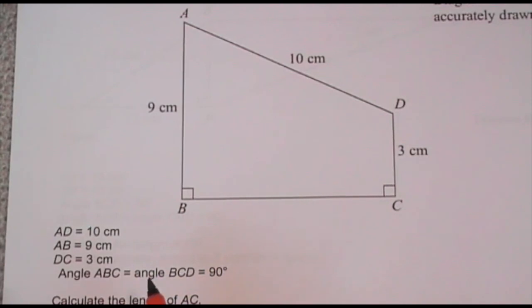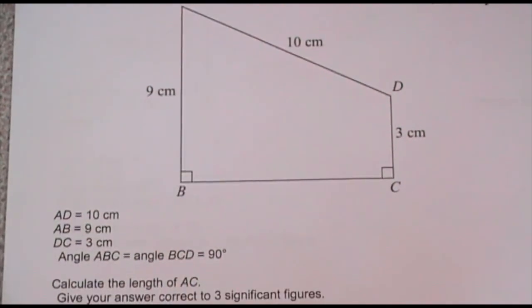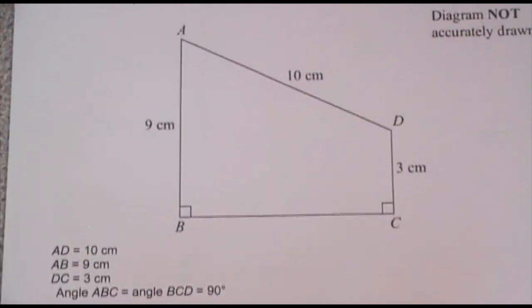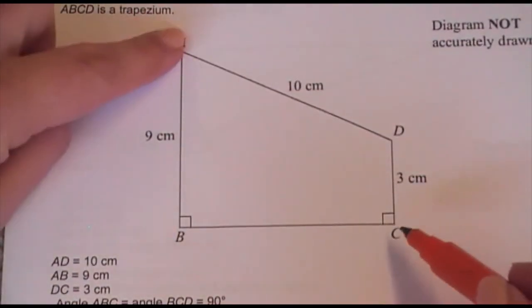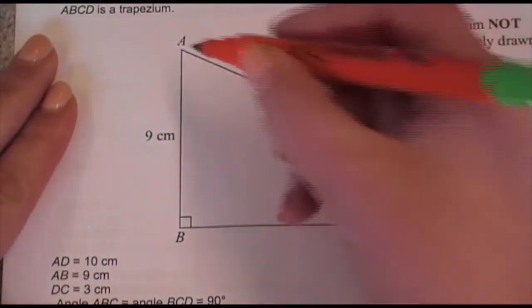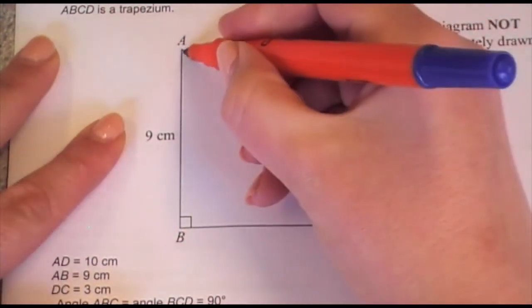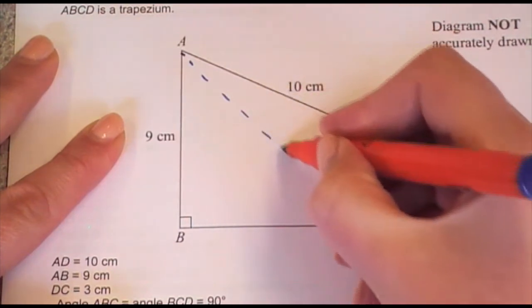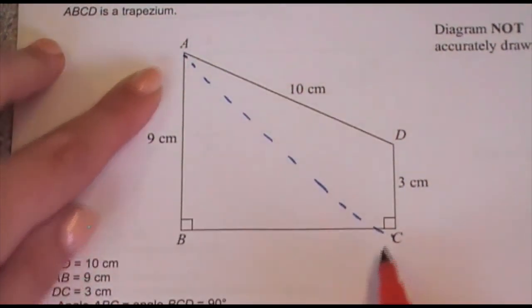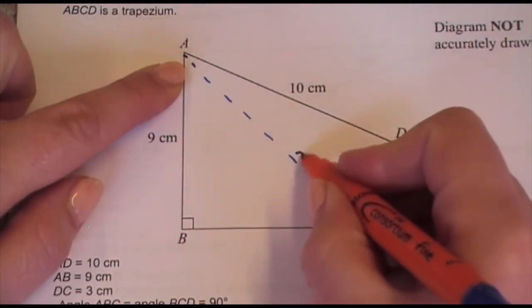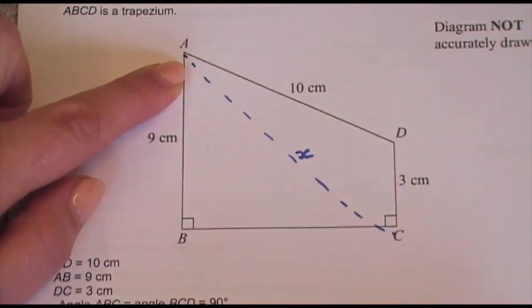And it's also equal to angle BCD. That's also 90 degrees. Okay? We need to calculate the length of AC, giving your answer correct to 3 significant figures. Well, this is A and this is C. So what they're actually asking us to calculate in this question, I'll draw on in a blue dotted line, is that A to C. So that's the ultimate end. That's what I need to find. I'm going to call that X.